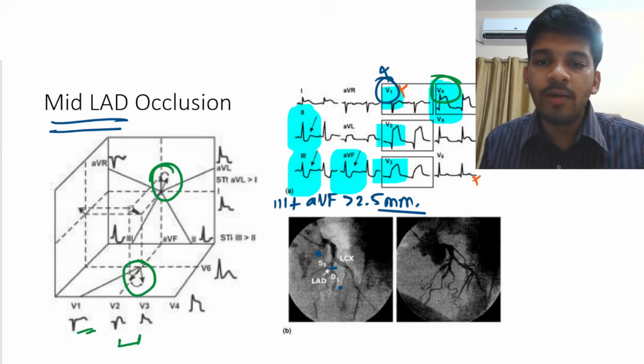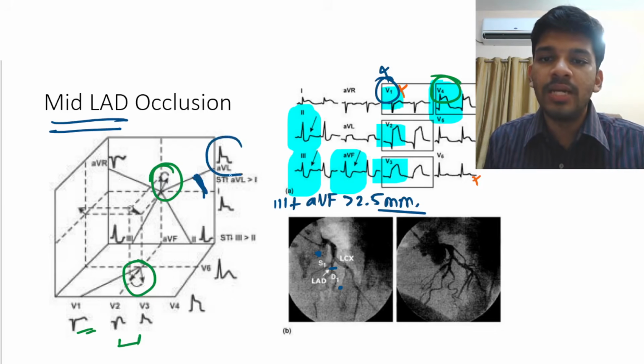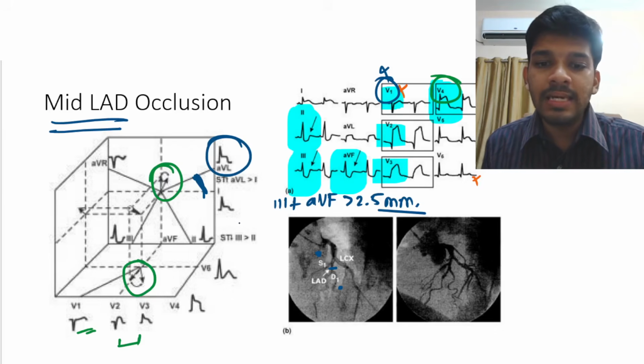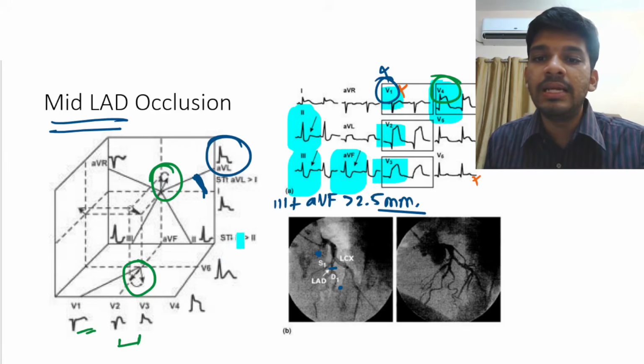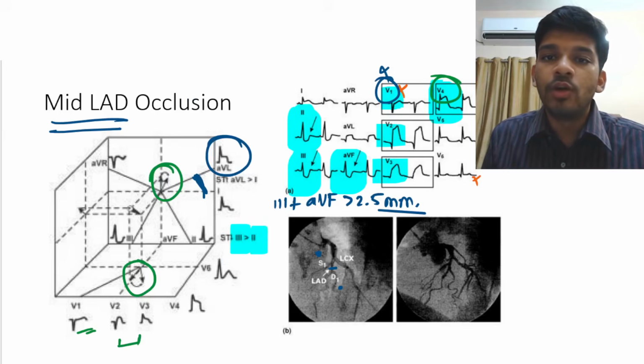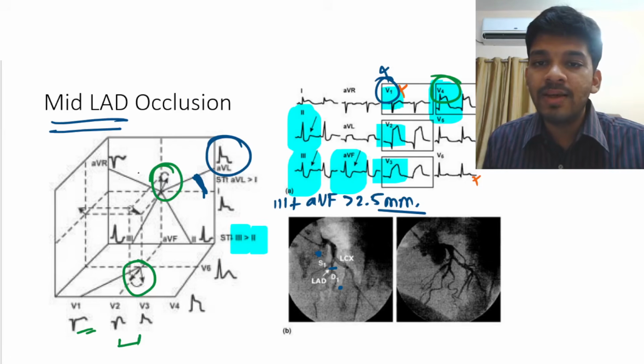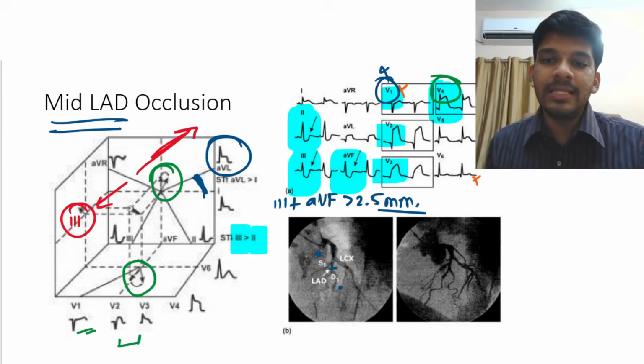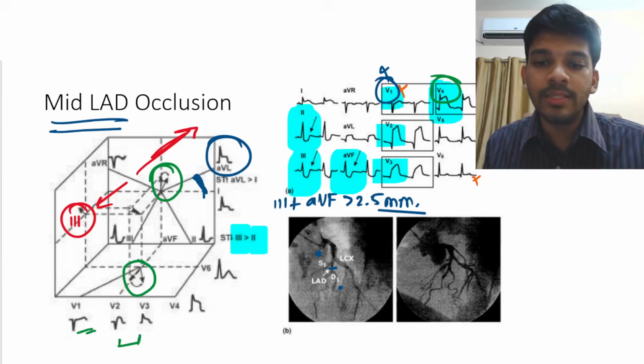So injury vector is forward, upward and somewhat towards the left. No ST elevation in V1, no ST depression in V6. You get prominent ST elevations in lead 1 and in AVL because here it is towards the left side. Whereas you get ST depression, and here remember ST depression in lead 3 is more than lead 2 because now the injury vector is more towards the left side. So the reciprocal change will be towards lead 3, not towards lead 2. So ST depression in 3 is more than 2 in this case.